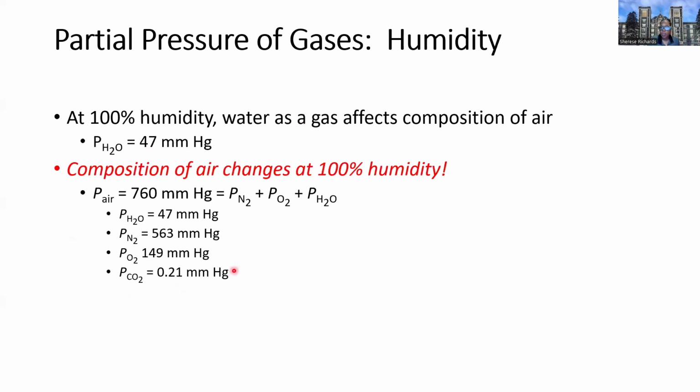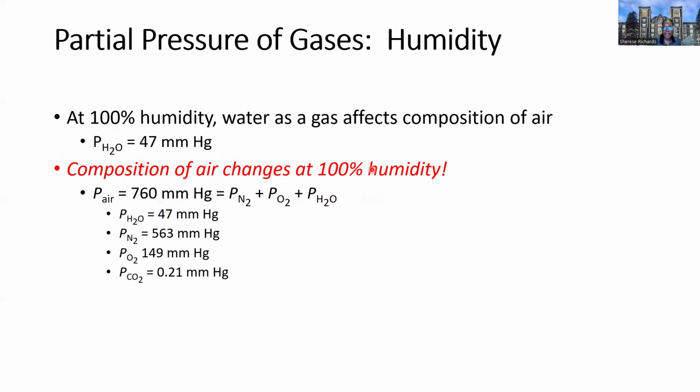Now let's consider that water. So we did describe earlier how water exerts its own partial pressure if the air is humidified. So at 100% humidity, water will also contribute to the pressure of the overall air. The partial pressure of water is about 47 millimeters of mercury. So we have to add that into our equation as well.